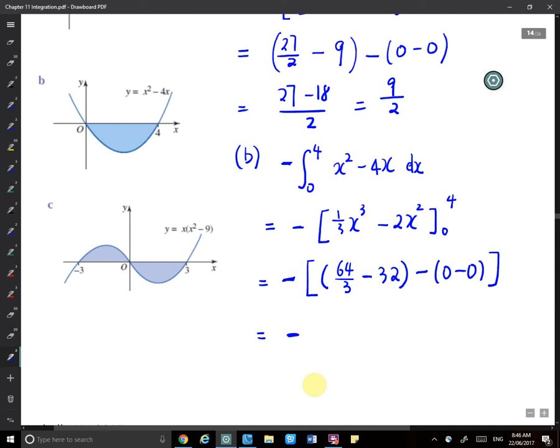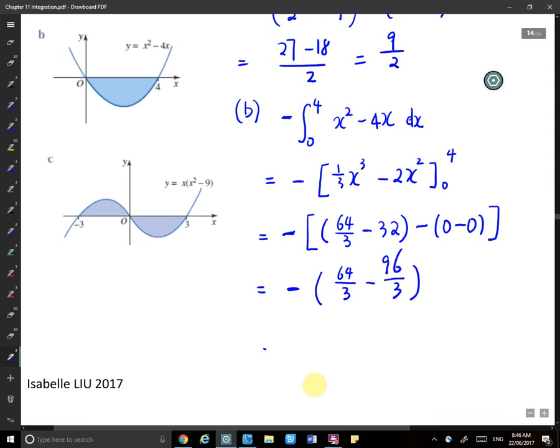So that's a minus. I can change that to a round bracket. 96 over 3 minus 64 over 3, and that's positive 96 over 3 minus 64 over 3. That you have 32 over 3 positive.